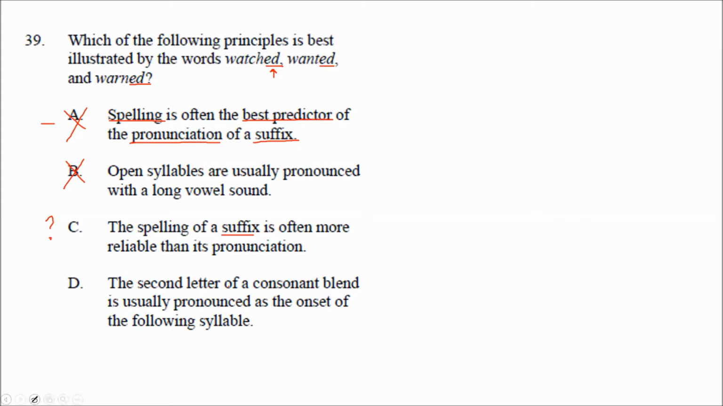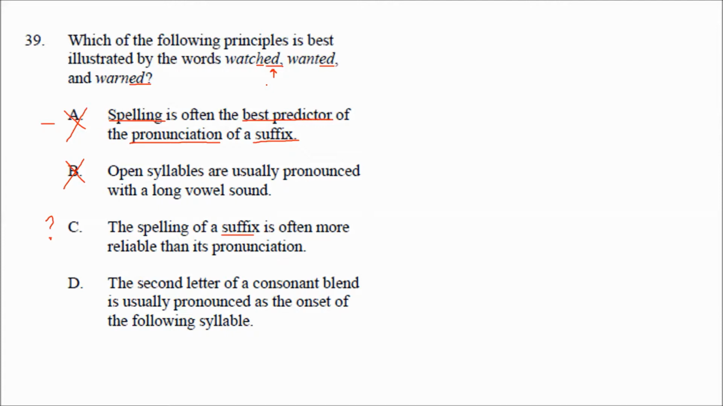The second letter of a consonant blend is usually pronounced as the onset of the following symbol. Okay, so we have watched, and we're talking about the second letter of a consonant blend being pronounced as the following symbol. First of all, in consonant blends, we actually blend, so it's one sound. So why would it be the beginning of the next syllable?